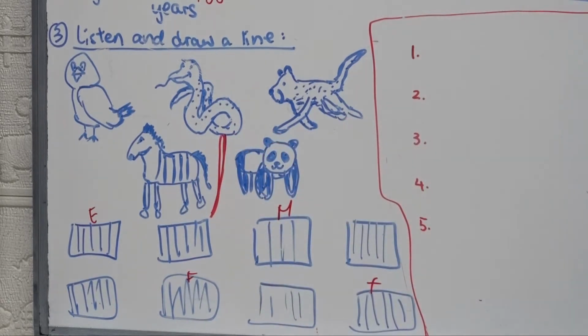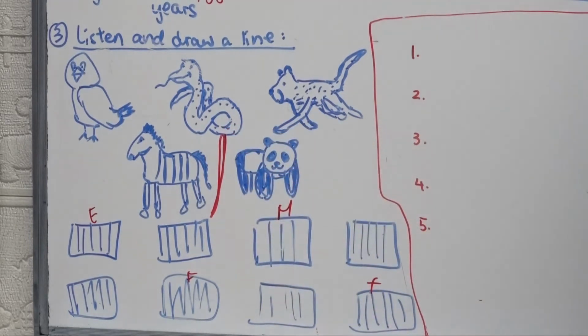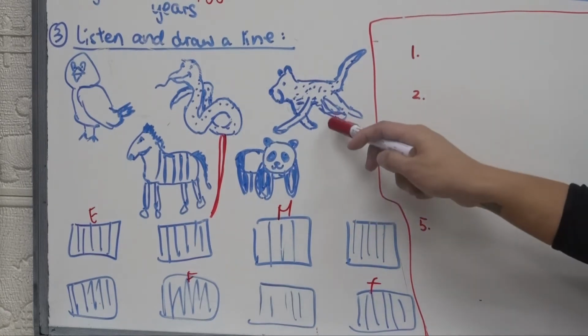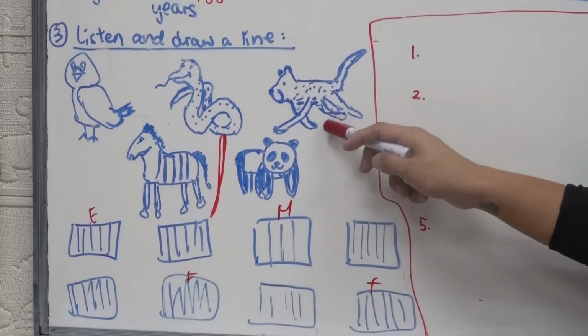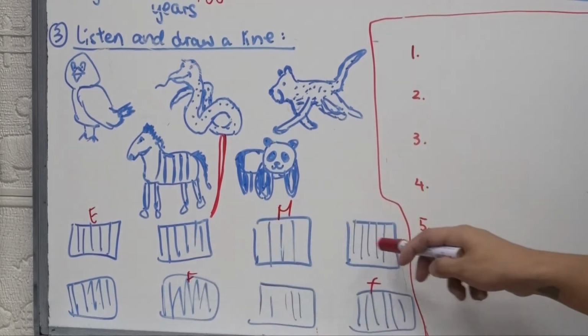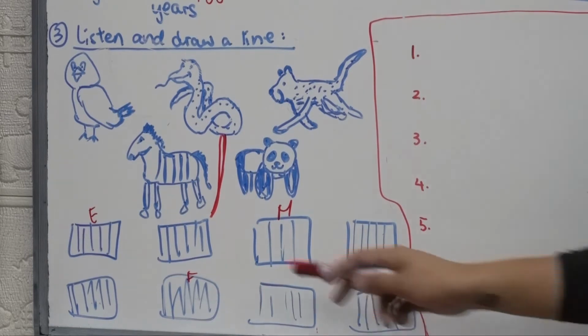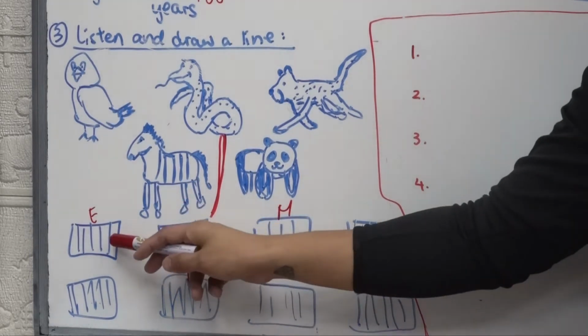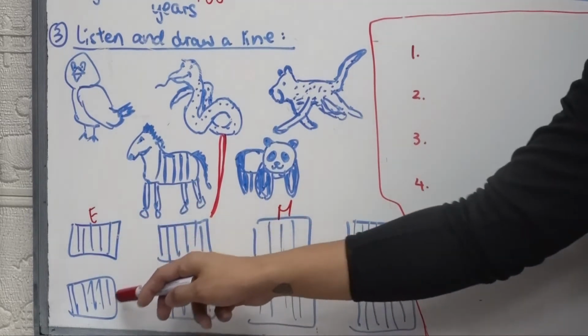Can you see the line? Now, listen and draw lines. Put the cheetah next to the monkey. Where is the cheetah? The cheetah is next to the monkey. Okay. Put the zebra opposite the elephant. Opposite the elephant? Yes, the zebra is opposite the elephant.